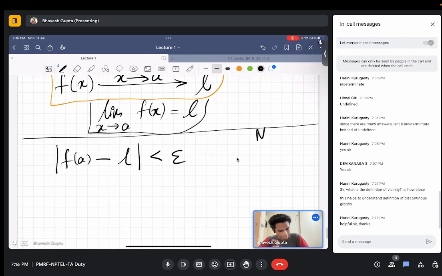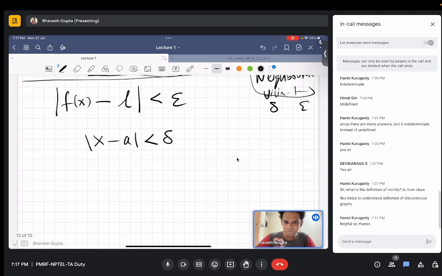This is in terms of neighborhood, vicinity, and I'll tell you how we use this epsilon delta to define vicinity and all. We have this. Oh, I think I made a mistake here. I'm basically trying to simplify as much as possible. And x minus a.